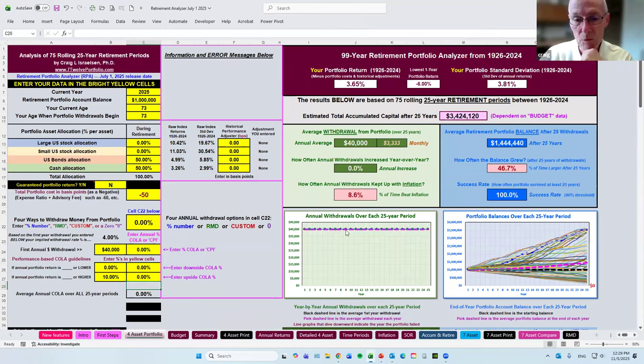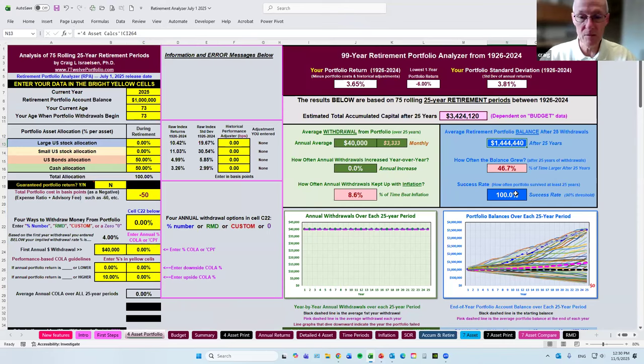All right, so the annual withdrawals, this graph becomes super boring because it's just 40,000 every year. And let's look at our metrics. How often did the withdrawals increase? Well, they never did. How often did they keep up with inflation? Less than 10% of the time. What was our average balance after 25 years of withdrawals? 1.44 million. Whoa. So this thing grew on average. How often did it grow? Well, roughly half the time. What was your success rate?